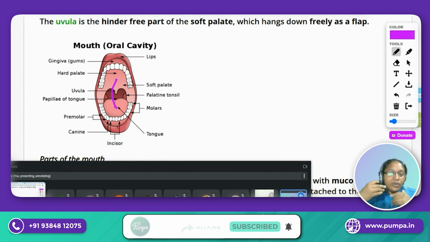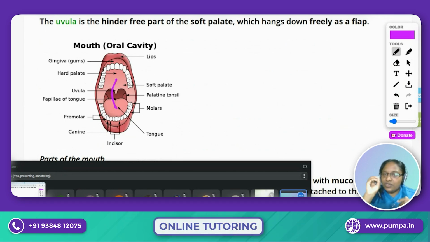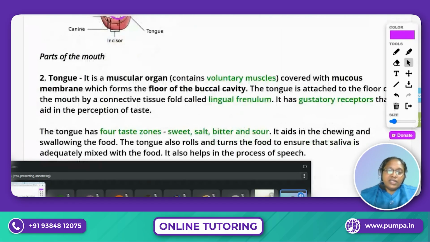When we roll our tongue back, we can feel some soft tissue, right? So this is called the soft palate. Hard palate, and next to that the soft palate. Clear? Another part is the gum and the teeth, and then we have the tongue.